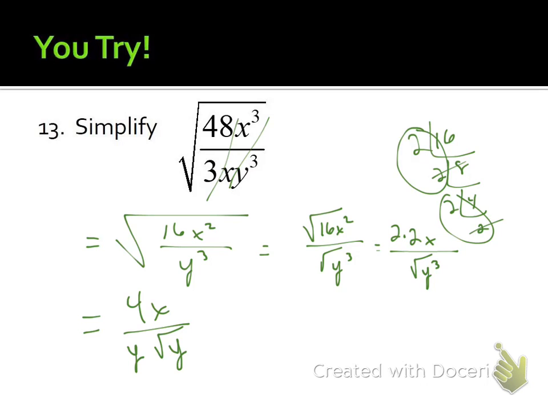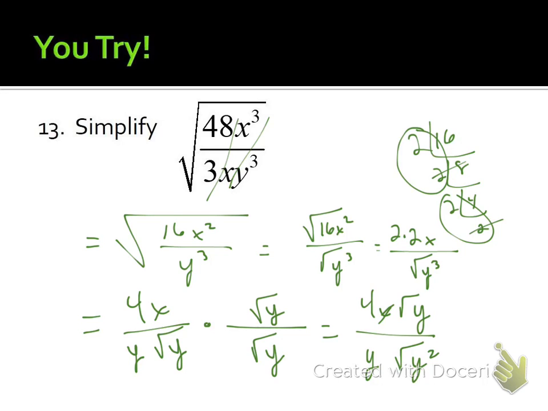Now, I cannot have that square root in the denominator, so I'm going to multiply the numerator and the denominator by the exact same square root, which is square root of y. Okay? 4x will go outside times outside, inside times inside. We get 4x square root of y over y square root of y squared.